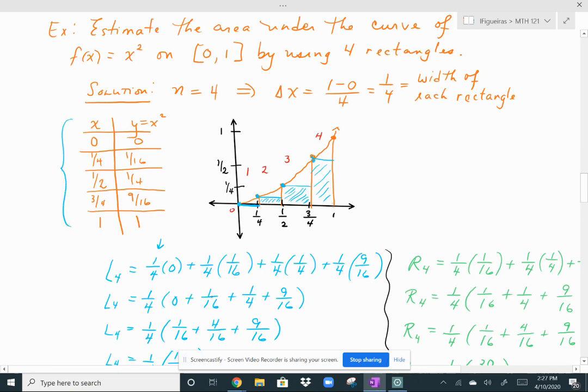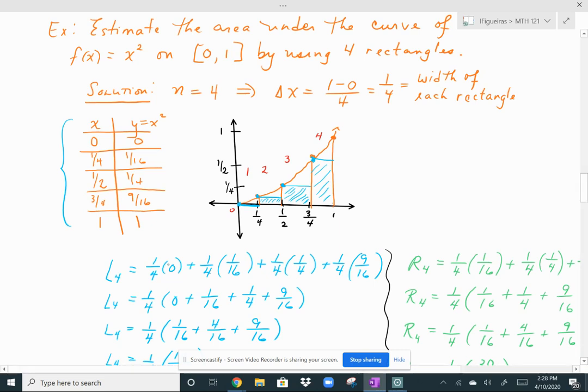When I go to the third rectangle, 1/4 is the width. The height is also a quarter. And the last one is a quarter times 9/16. You should have 4 summations here because I'm using 4 rectangles. And this notation means left endpoints, 4 rectangles. So L for left, and the 4 in the subscript means 4 rectangles.